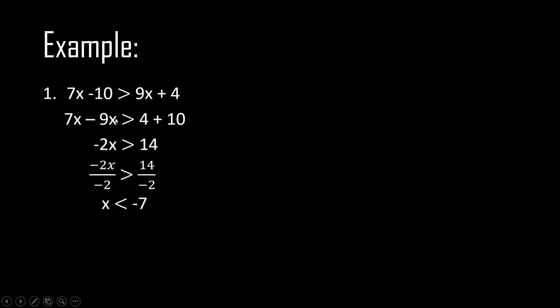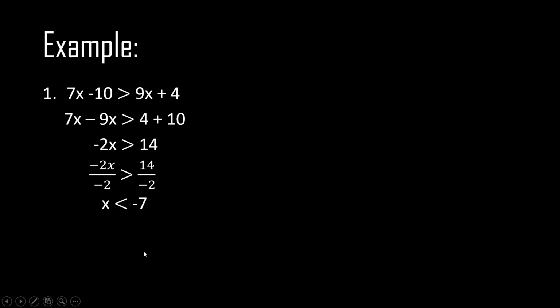Why? Because according to the third fundamental property of an inequality, when an inequality is divided or multiplied by the same negative number, the inequality sign will be changed. So x now is less than -7.